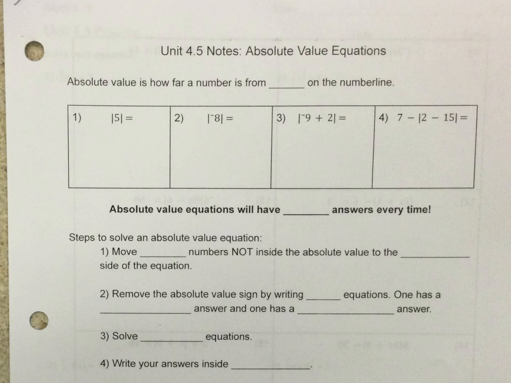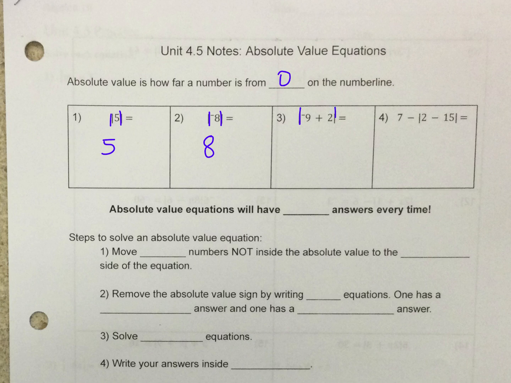All right, these are your 4.5 notes. Absolute value is how far a number is from 0 on the number line. So the absolute value of 5 is 5 because it's 5 away from 0. The absolute value of negative 8 would be 8 because it's 8 away from 0.